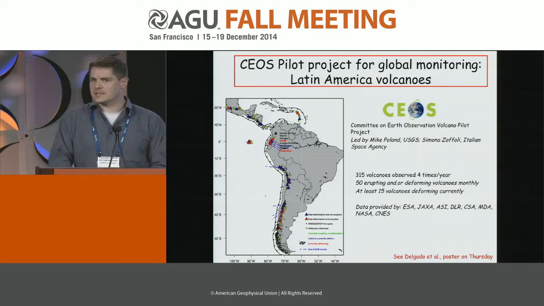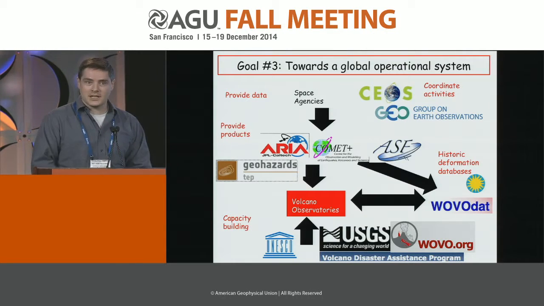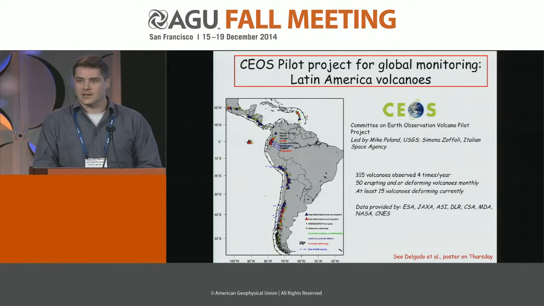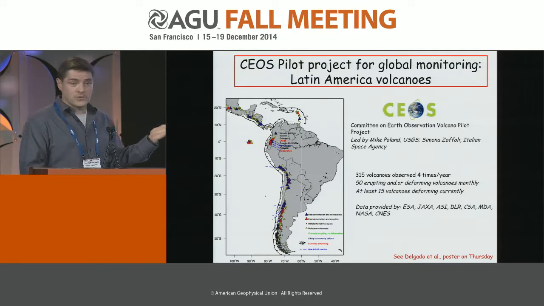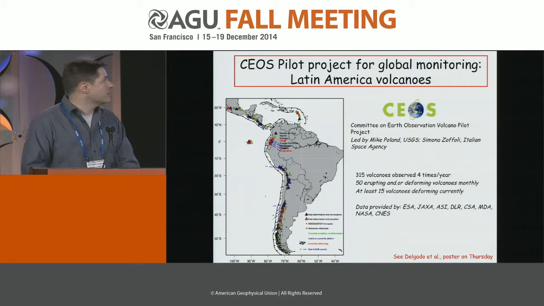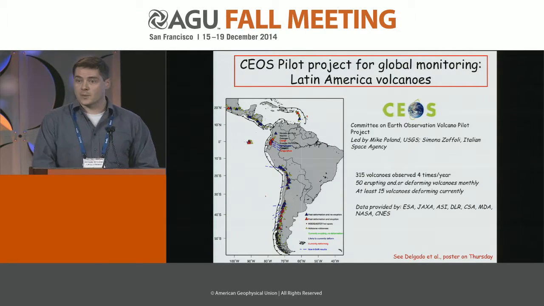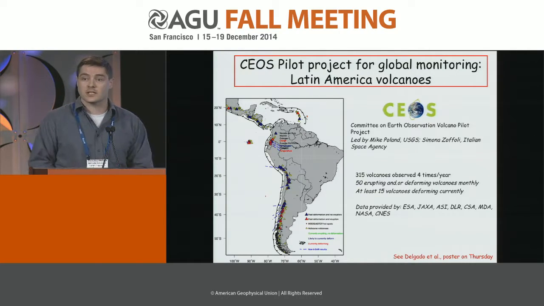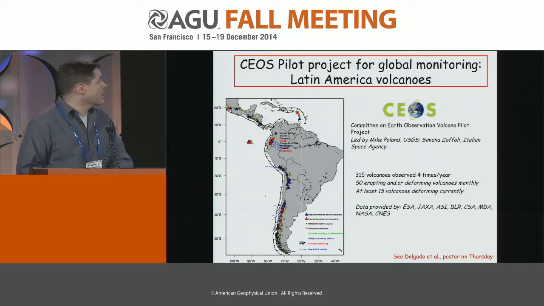So let me just give you, this slide was meant to be complicated to show that there are a lot of people that are involved, and so making all the actors work together has sort of been, as a proof of concept, is being led by CIOS, focusing for the moment on a 3-year pilot project in Latin America to monitor all the volcanoes, approximately 315 Holocene active volcanoes.